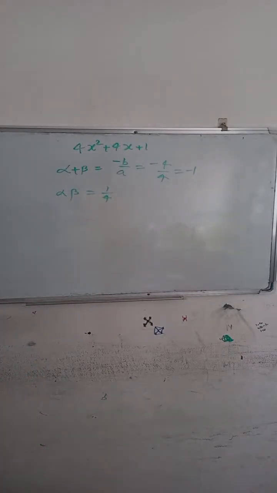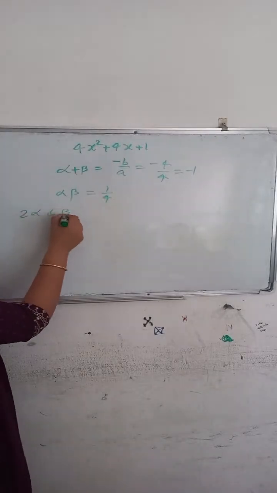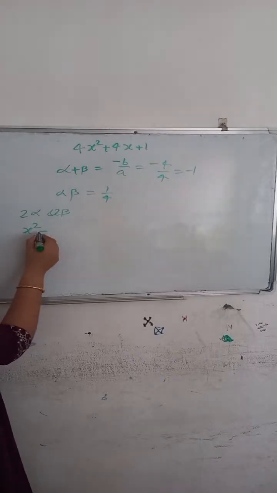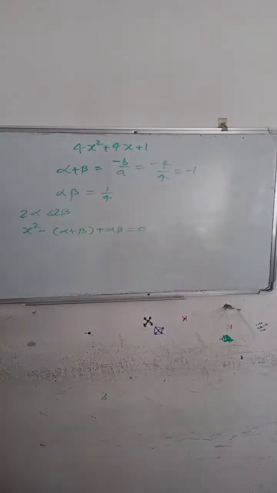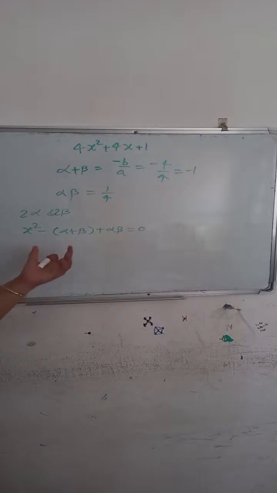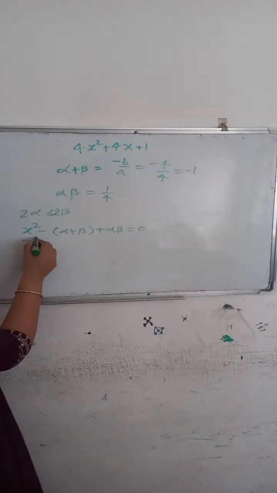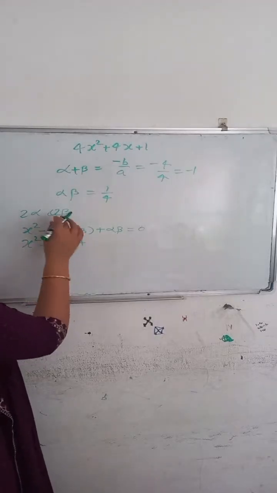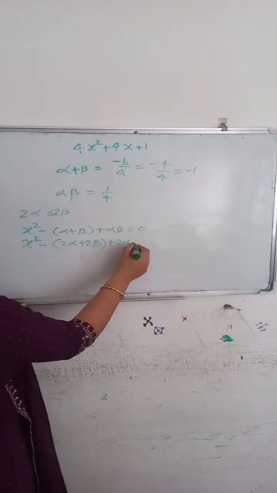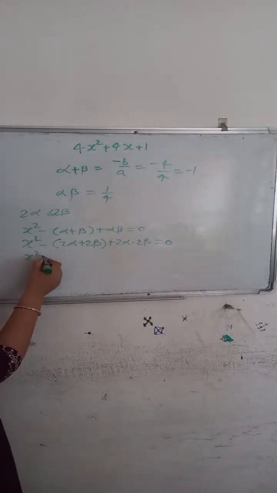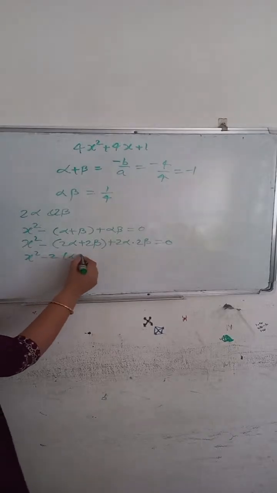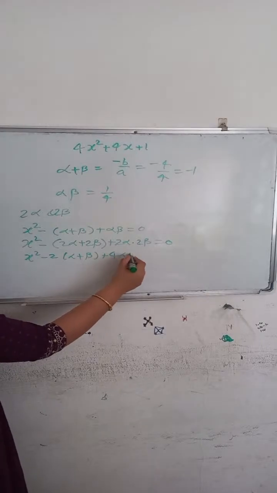But now the problem is that they are asking us to find the quadratic polynomial whose zeros are 2 alpha and 2 beta. So we can write the formula here: x square minus alpha plus beta plus alpha beta. This is my standard formula to find the answer. But here they are saying 2 alpha and 2 beta, so x square minus 2 alpha plus 2 beta, plus 2 alpha into 2 beta. Now see, 2 is common, take it out, then alpha plus beta, and 2 into 2 is 4 alpha beta, equal to 0.